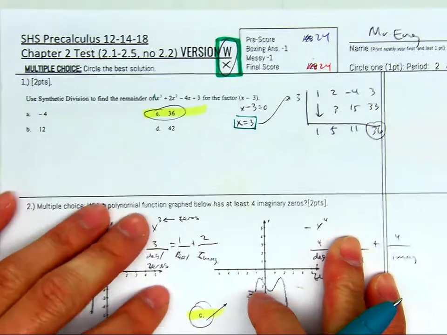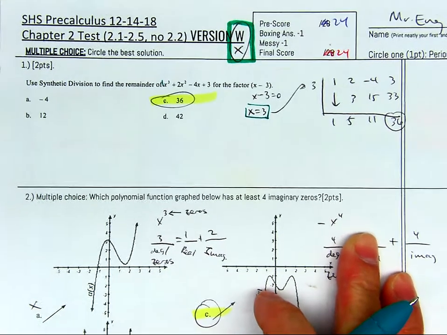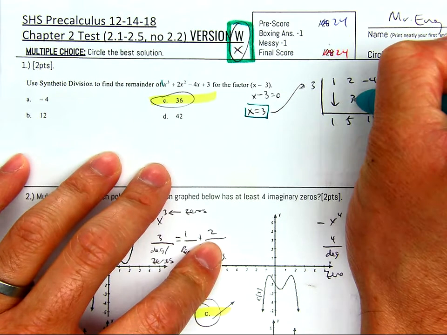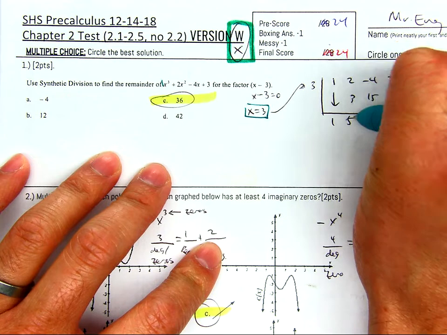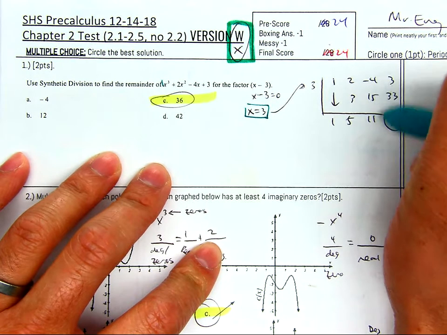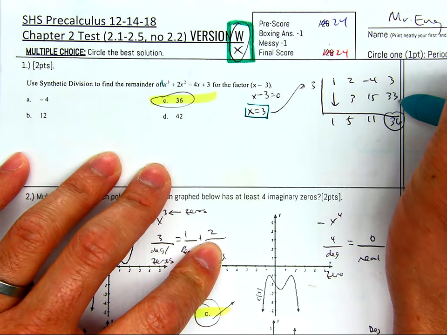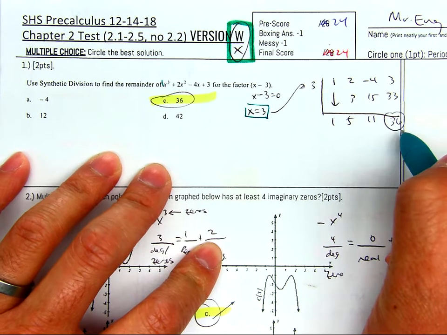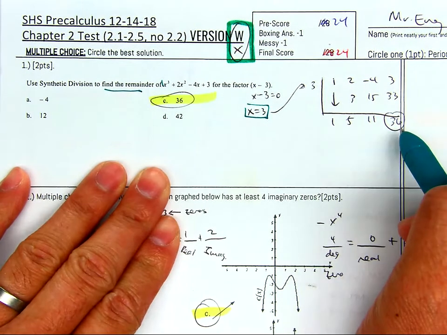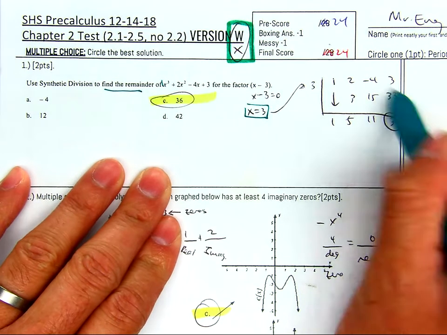To use synthetic division, you're going to bring down the first term. You're going to multiply 3 times 1. You put that number here, and then you're going to add down. 2 plus 3 is 5. 3 times 5 is 15. -4 plus 15 is 11. 3 times 11 is 33, and you add those, you get 36. So it tells you to find the remainder. Essentially, this we use synthetic division.